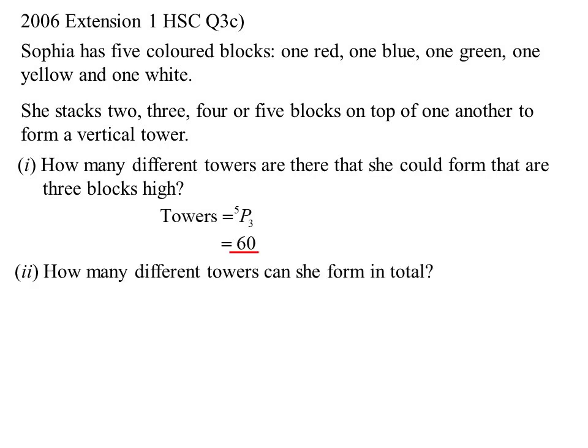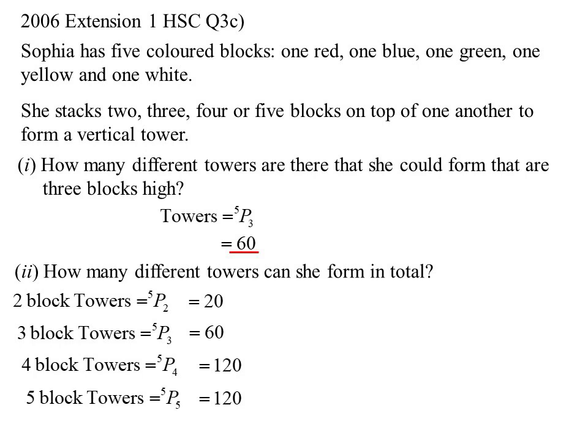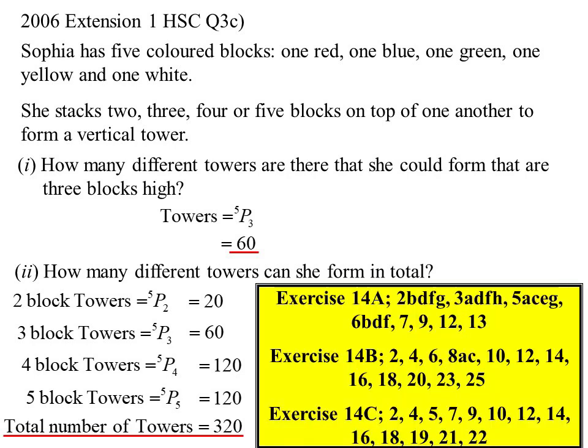Well, how many different towers in total? Well, 2 block towers. Notice I didn't do a 1 block tower because a 1 block tower is not a tower. What's a 1 block tower? A block, that's right. It's not a tower. So we start at 2. Mind you, if you didn't realise that, they did tell you in the question. She stacks 2, 3, 4 or 5. That doesn't mention 1. So 5P2, that's 20. 3 blocks we just worked out, that's 60. 4 blocks is 120. 5 blocks is also 120. Add them all up. We got 320 different towers that we could have. Alrighty, let's have some outrageous fun.